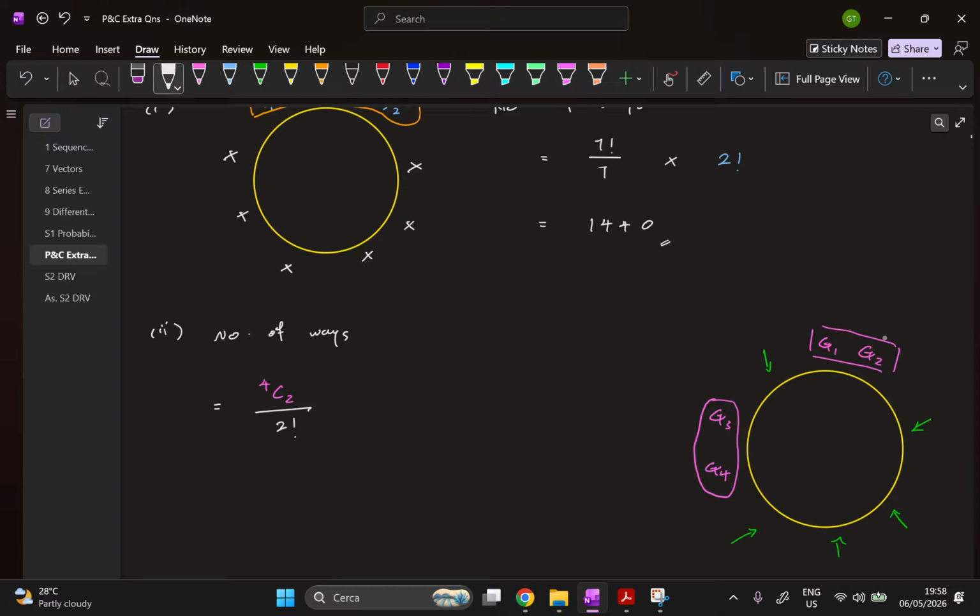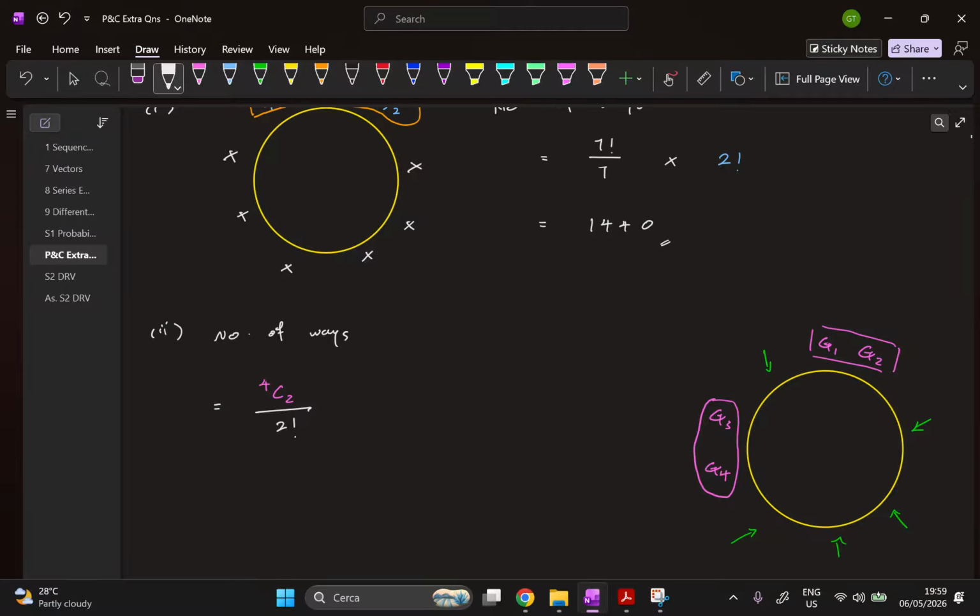This is because you are arranging 2 units around a circle. So these 2 units can swap positions. Instead of here and here, these 2 can swap. So this pair can go into this position, as long as they stay as a pair and move as 1 unit.